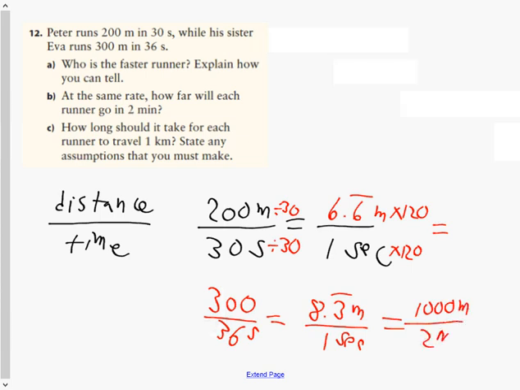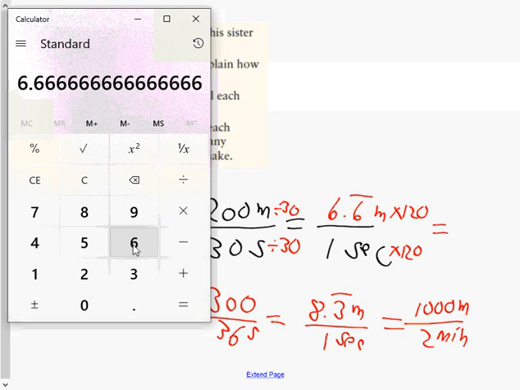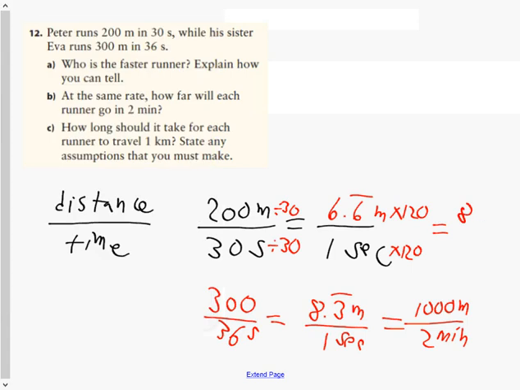What does that really mean? What's 1,000 meters better known as? A kilometer. So Eva can run a kilometer in 2 minutes, whereas the slower brother, 6.6 repeating, multiplied by 120, is 800 meters in 2 minutes. So if both brother and sister ran for 2 minutes, Eva would be 200 meters ahead of the brother after 2 minutes.